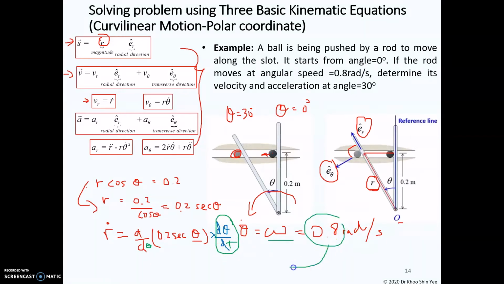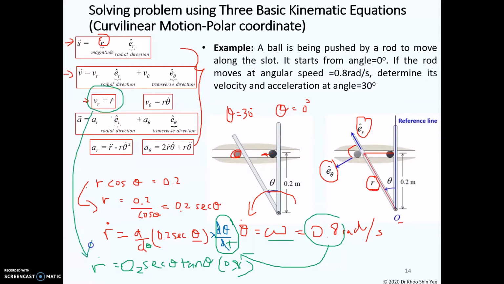Then you can substitute 0.8 inside. And differentiate 0.2 secant angle, you obtain the secant tangent. So don't forget your constant, 0.2, multiplied with 0.8. So this is the r dot. So you succeed in obtaining the radial velocity from here.